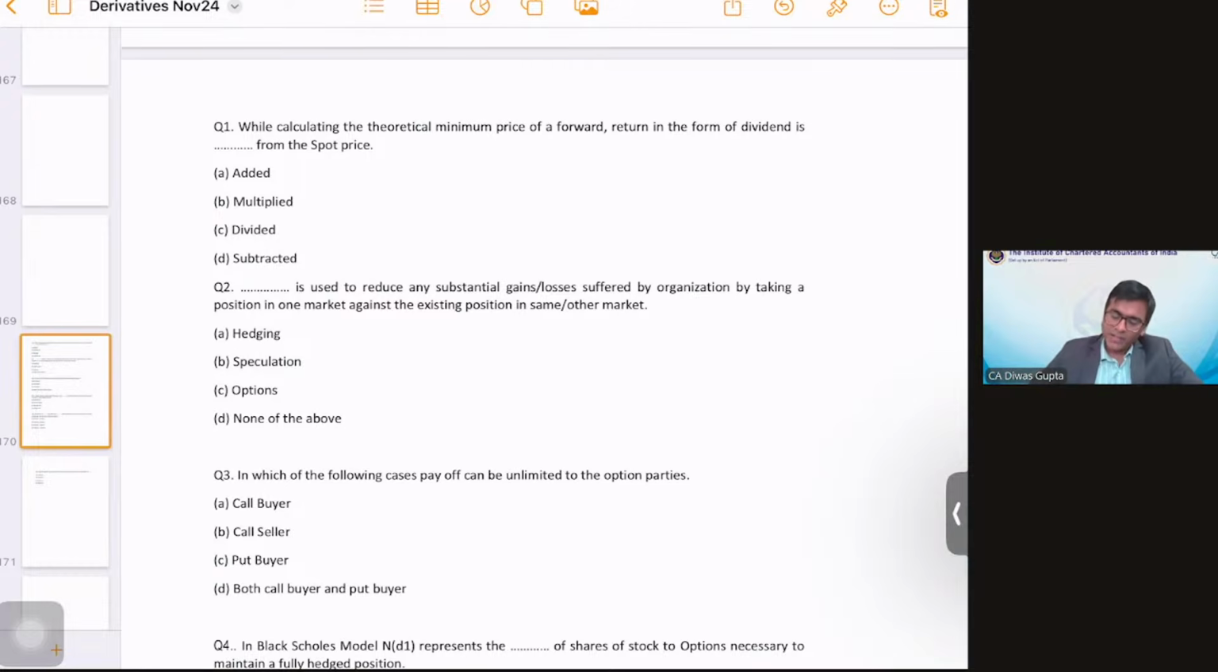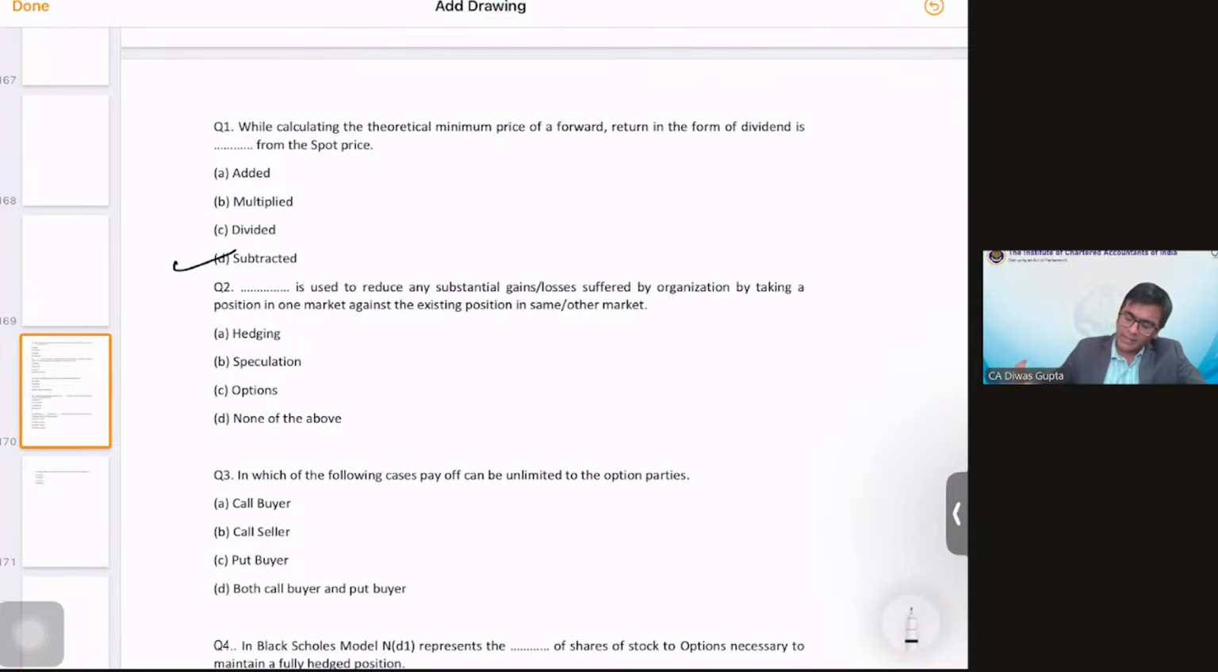Let's come to some of the MCQs as well, students, towards the end. Question number 1: while calculating the theoretical minimum price of a forward, return in the form of dividend is dash from the spot price. Added, subtracted, multiplied, or divided? Subtracted. Yes, very good. It's subtracted. Chitra, your answer is also correct. People who are responding on chat as well, you're right.